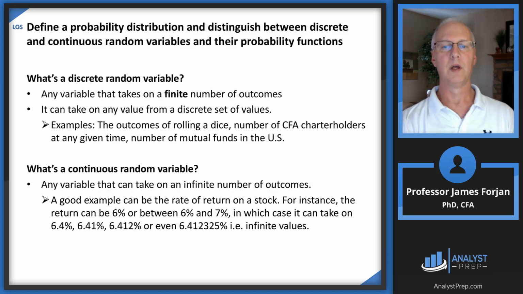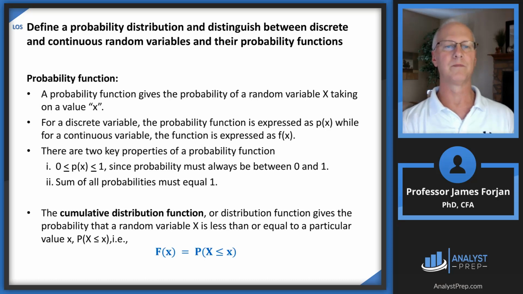A continuous random variable can take on an infinite number of outcomes, like the return on a share of stock could be 6 or 6.5 or 7 or any number in between. You can just add the decimals there. Look at that last one, 6.412325, and you can go on and on and on. Now, some of those don't have too much economic meaning. Like, I'm not sure what the difference is between a 6.412325% return and a 6.412325, whatever the next number is. So anyway, remember, continuous random variables can take on an infinite number of outcomes.